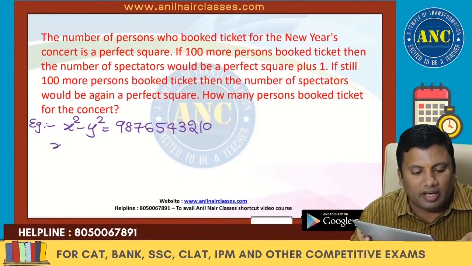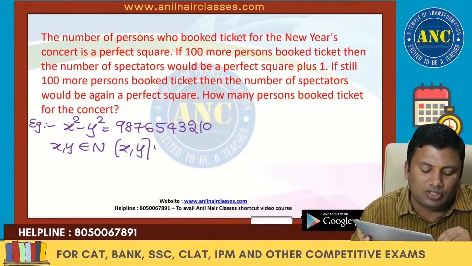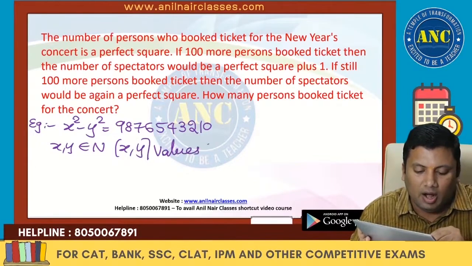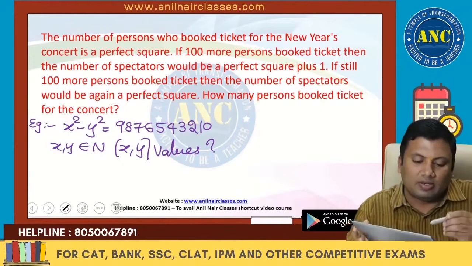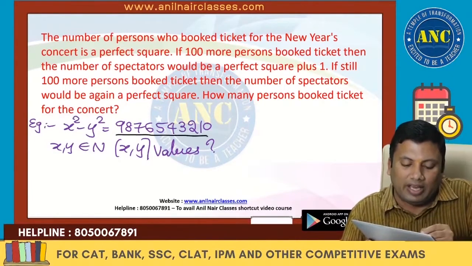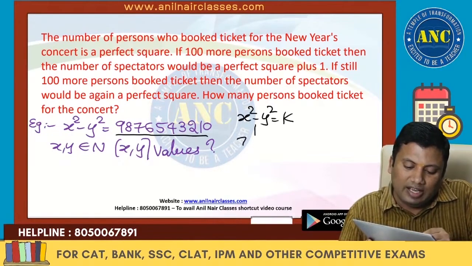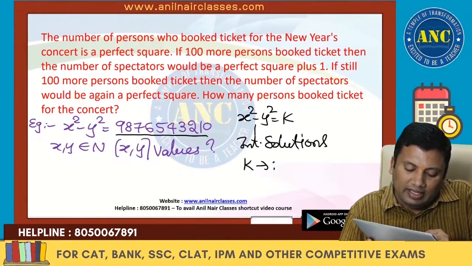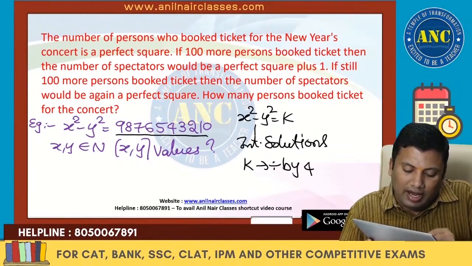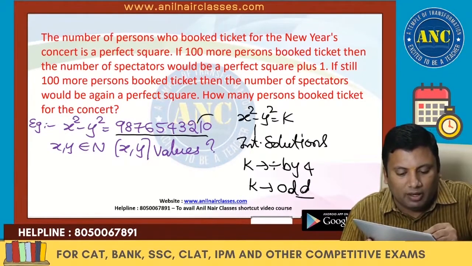9876543210. x and y are natural numbers. How many values can x comma y take? Just now we discussed x square minus y square equivalent to k. This equation has integral solutions only if k is divisible by 4 or k is an odd number.